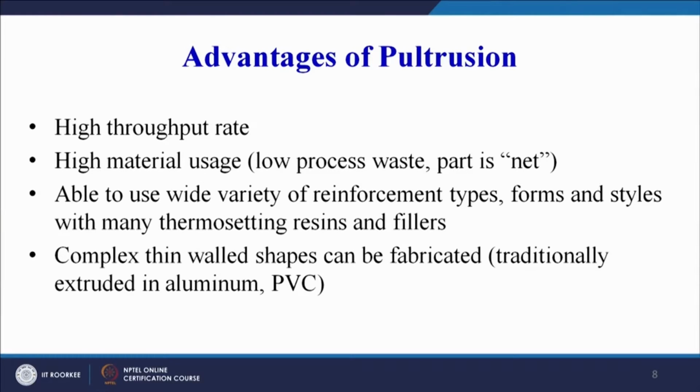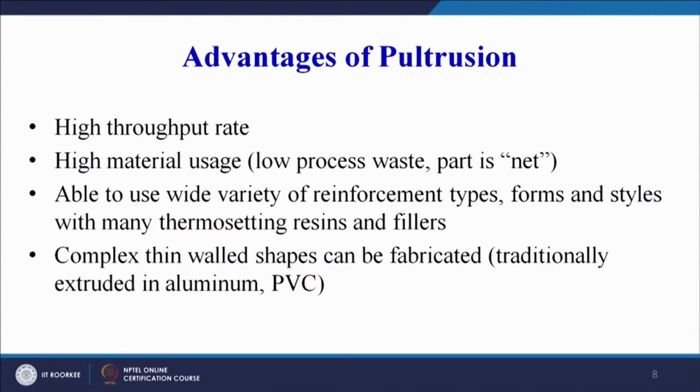Now let us try to see the advantages of the pultrusion process. High throughput rate. The production, as we can see, is fully automated, so we can produce in very large volume, so it can be used for mass production. High throughput rate, high material usage, low process waste, near net part. In the last-to-last session I tried to explain the near net part. Near net part means the final product is exactly the product which we have designed and that we are going to use, and it may not require any further processing. So a near net part is being produced.